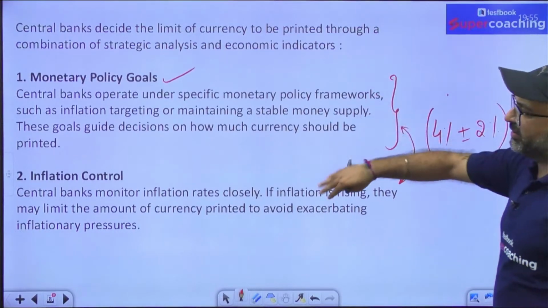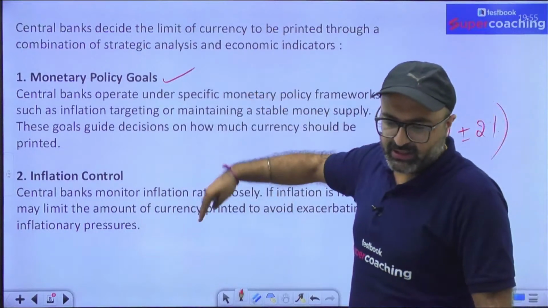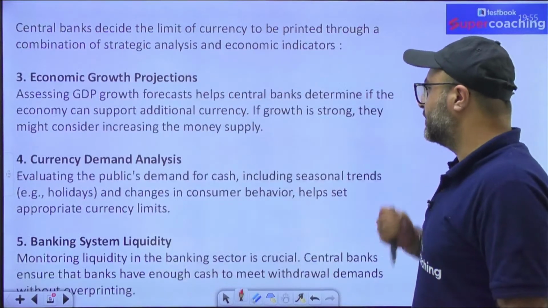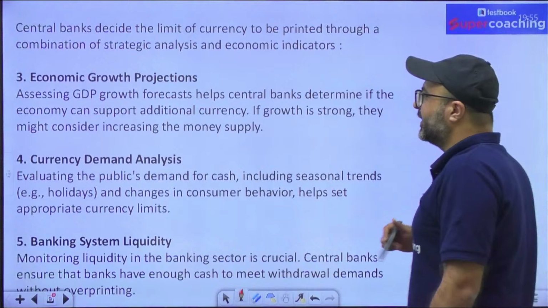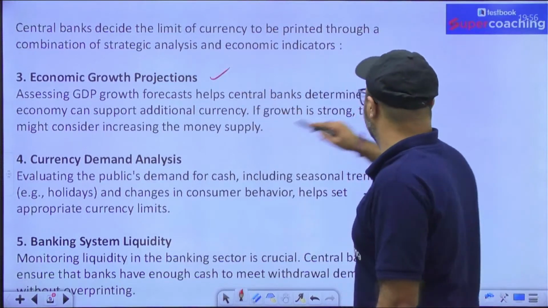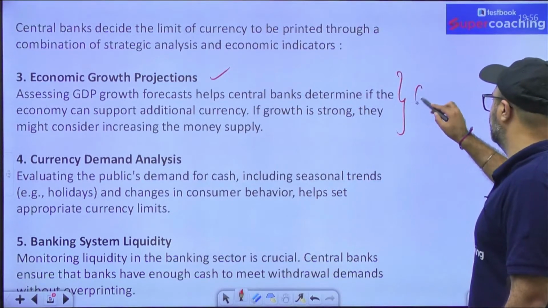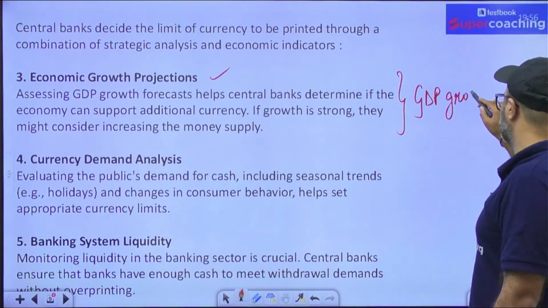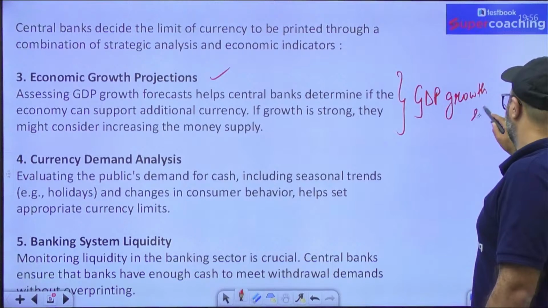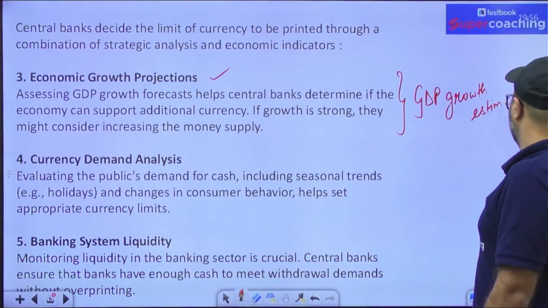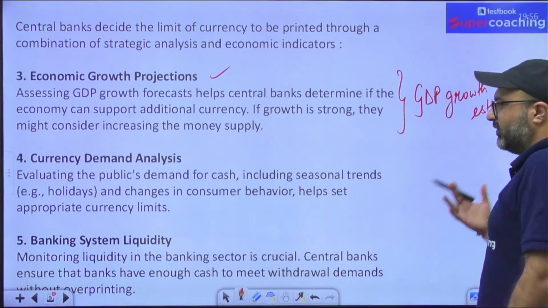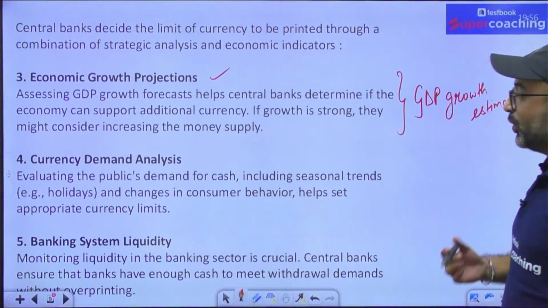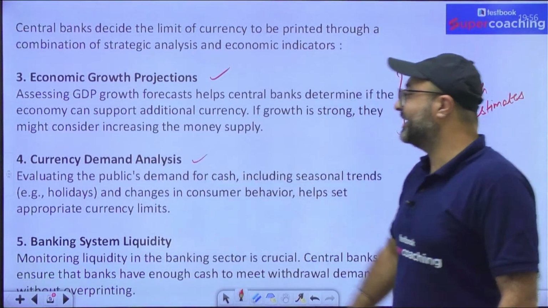It can be written in both the ways. So I have included it in both the ways. Second point. Second is economic growth projection. The way I have said, that is GDP growth estimates. This is the other factor. These two factors we have already discussed. Let's move ahead. The next point is, sir, currency demand analysis.